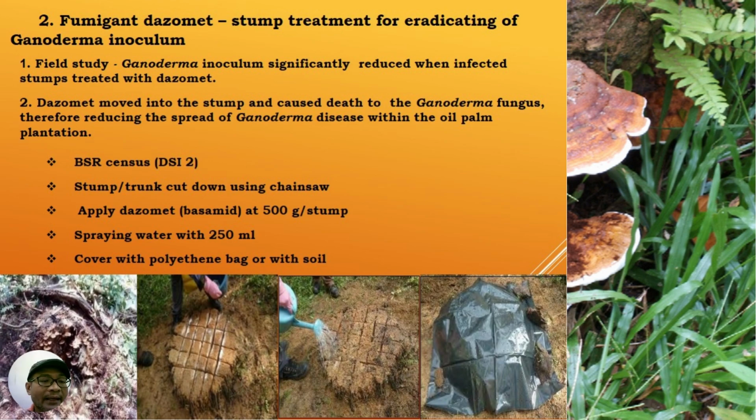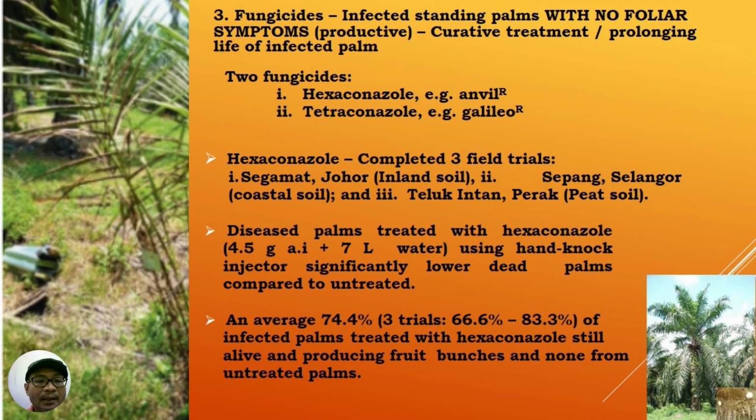So the steps are, we apply Desomet or Basamid at 500 grams per stem, and we spray 250 milliliter of water and cover with a polythene bag or with soil. This is after we did the BSR census until level 2. This one is number 2.